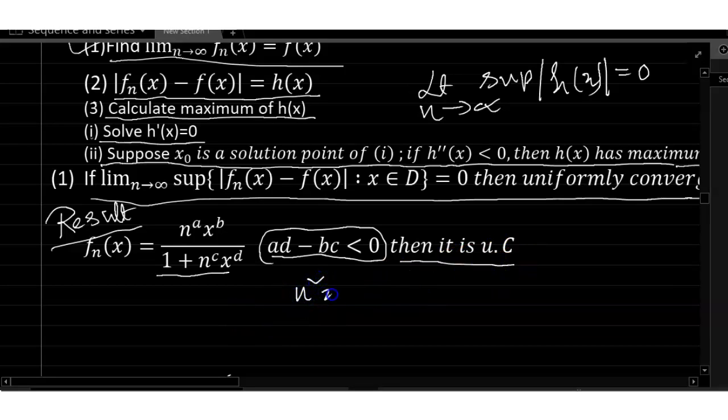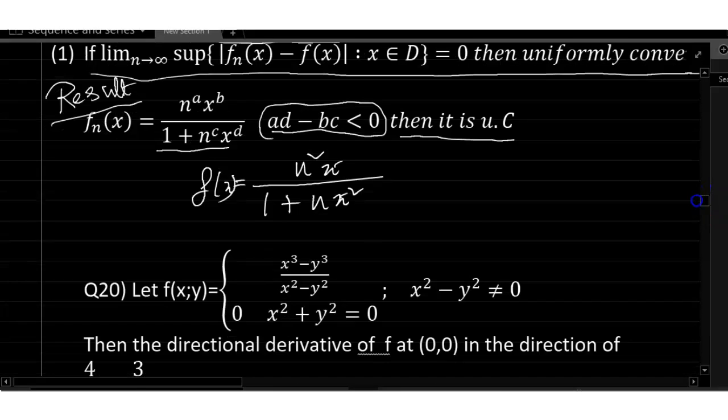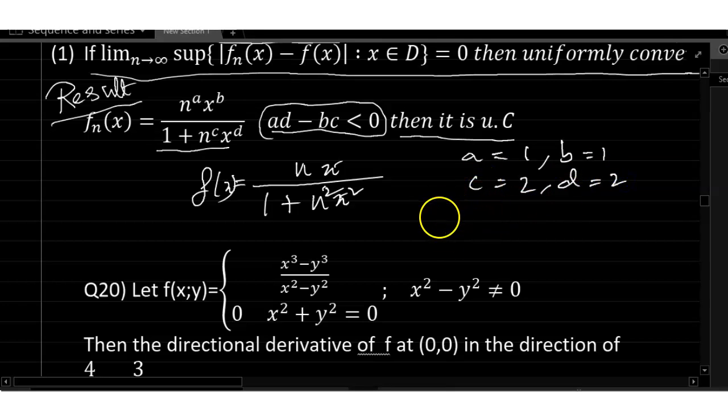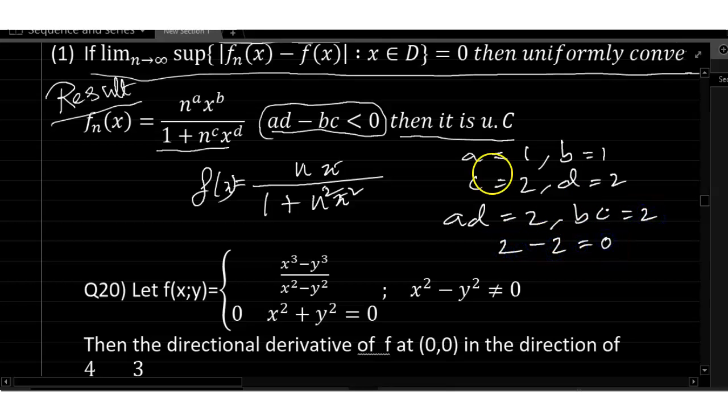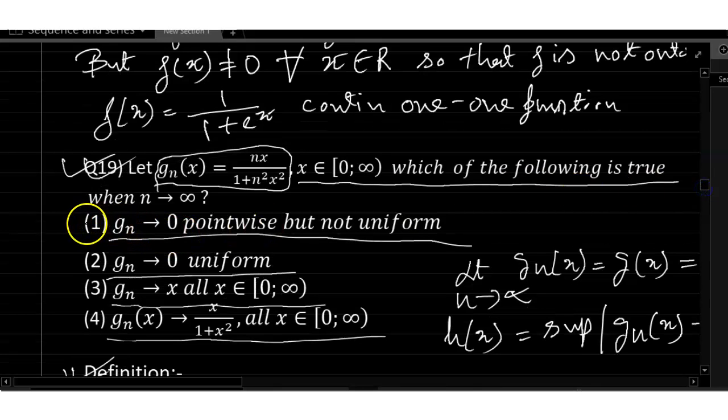So what is my problem? My problem is n square x divided by 1 plus n x square. I hope this is my function. Comparing this with the general form, a equals 1, b equals 1, c equals 2, and d equals 2. So we get ad equals 2 and bc equals 2. So 2 minus 2 equals 0, and so it is not UC.